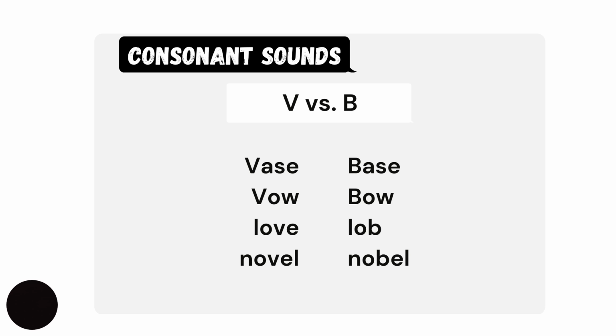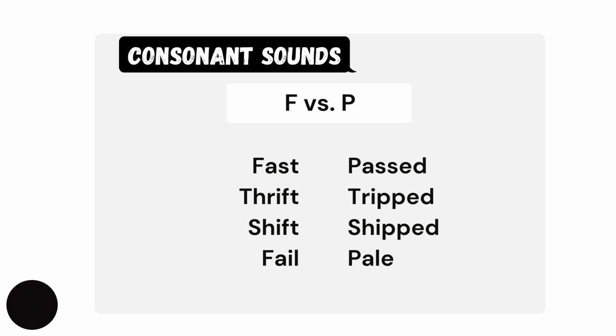So aside from that, some people also struggle pronouncing words with the letters F and P. So let's have these examples. Please pronounce these words on your own. We have the words fast, thrift, shift, and fail. So F is being emphasized in each word. So let's have P. Fast, tripped, shipped, and fail.